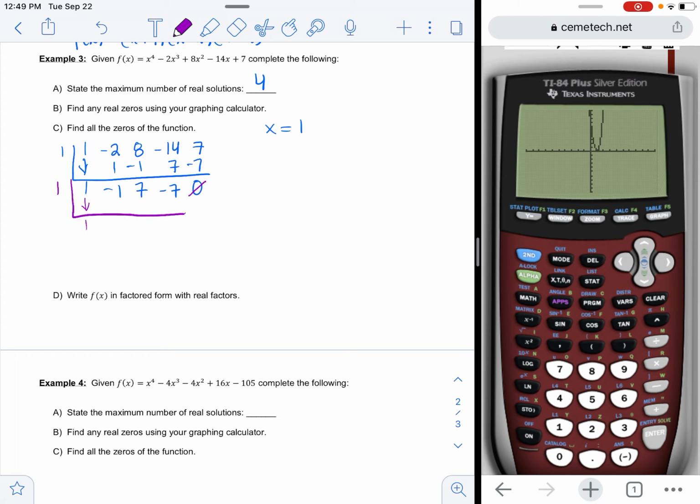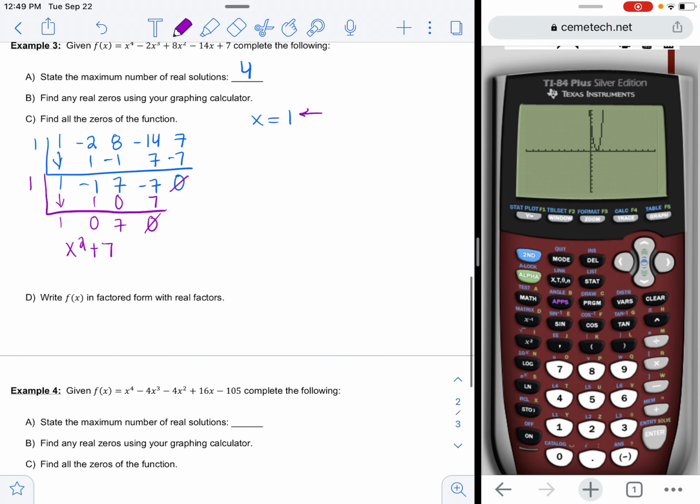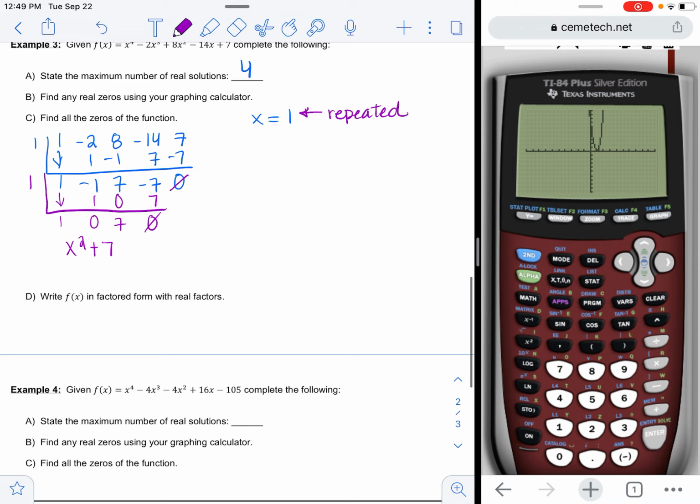I'm going to do 1 again. Drop this 1, multiply that's 1, add that's 0, multiply that's 0, add that's 7, multiply that's 7, add that's 0. So now I'm left with x squared plus 7. When you have a repeated 0, you do not have to write it twice. You don't have to write that it's repeated. I'm just writing it to remind myself. Okay, now I'm going to find my other two zeros by setting this factor equal to 0 and solving.